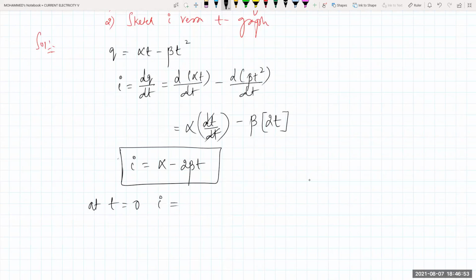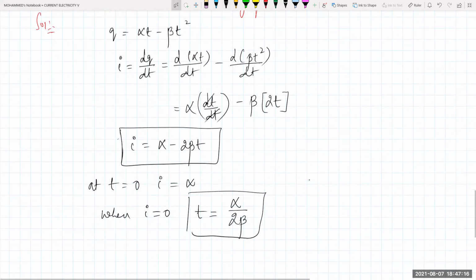I will be equal to how much? Alpha. So when I is equal to 0, then time will be equal to how much? At what time will the current become 0? Put I equal to 0: alpha minus 2 beta t equals 0, so time will be equal to alpha by 2 beta. The current becomes 0 at time t equal to alpha by 2 beta.